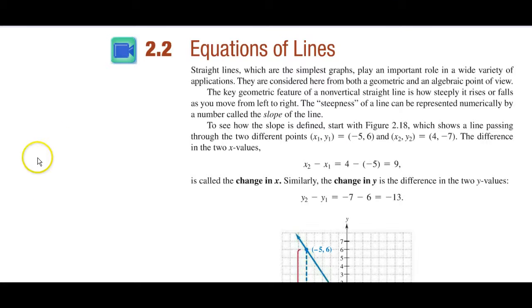Now, in section 1 of chapter 2, we talk about graphing in general. Now we're going to look more carefully at equations of lines. And if I were teaching this class, I would hand out a special sheet of the general equations that relate to equations of a line.